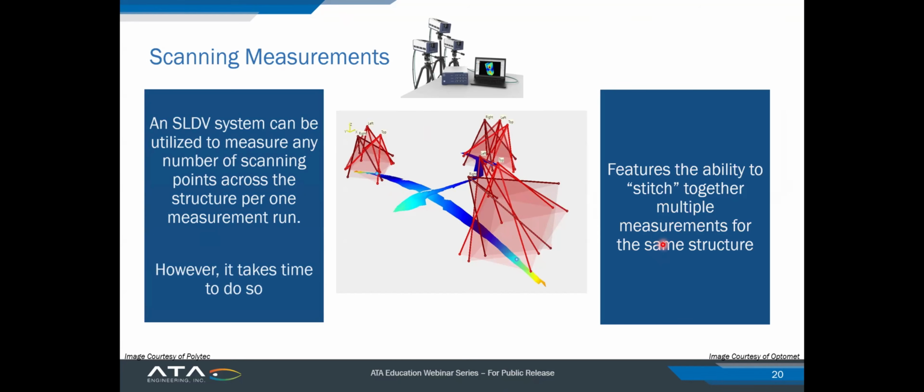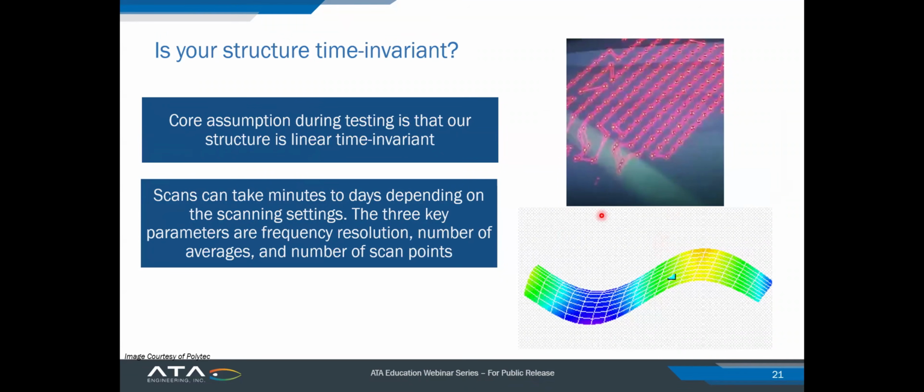But what you need to keep in mind as well, how much time is that going to take you? Because if we think about our assumptions during our structural dynamics testing, we're assuming that our structure is linear time invariant. We won't go over linearity, but what we need to keep in mind is time invariance when utilizing a laser vibrometer because scans can take minutes or even days depending on the application. What are your scanning settings? So what you need to keep in mind is what kind of frequency resolution are you looking for? How many points are you taking per averaging? And then the number of scan points.